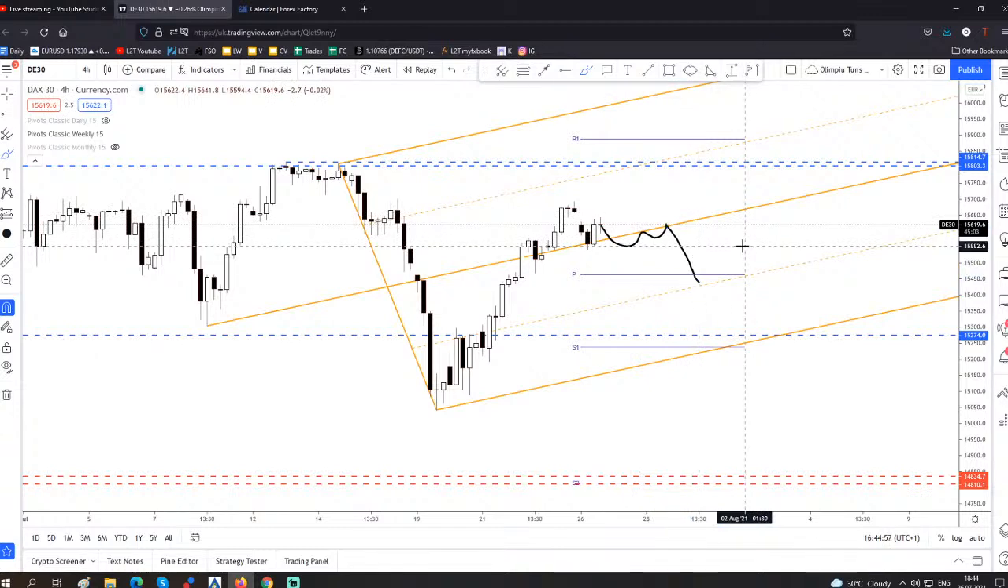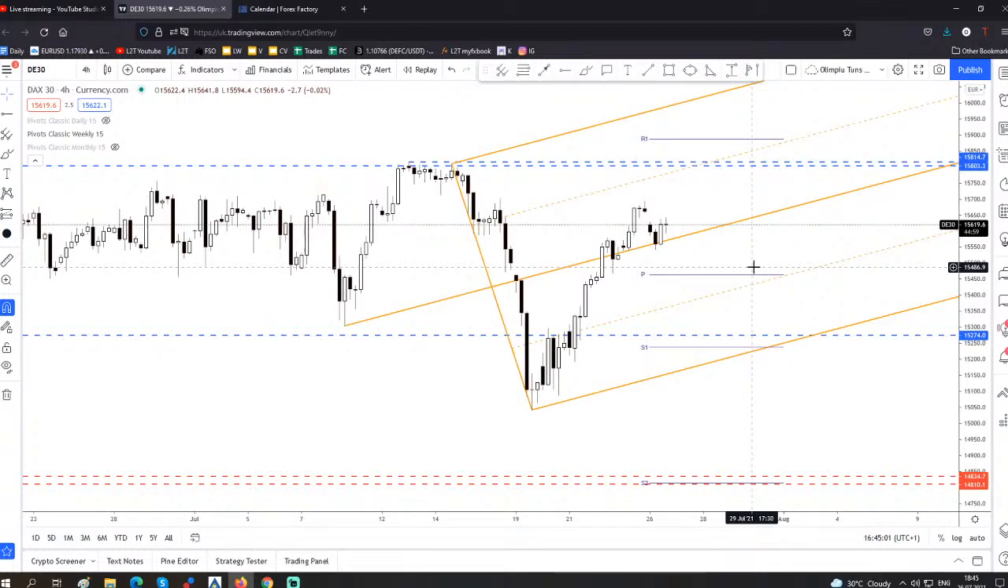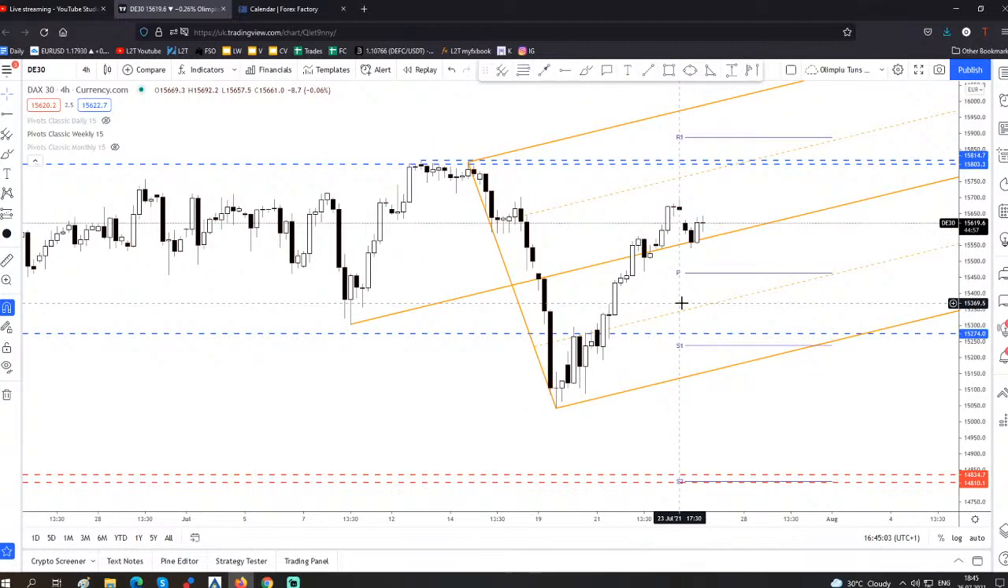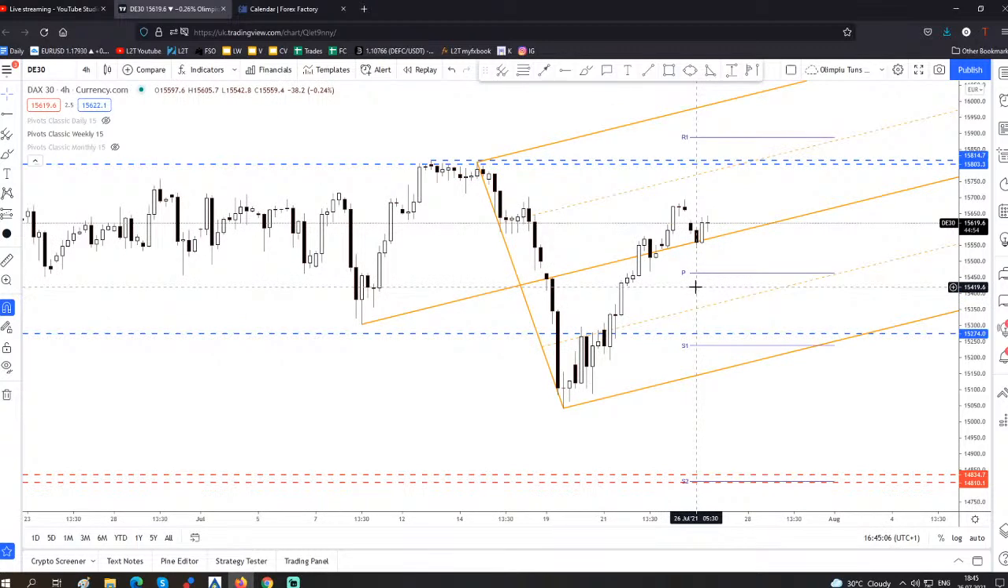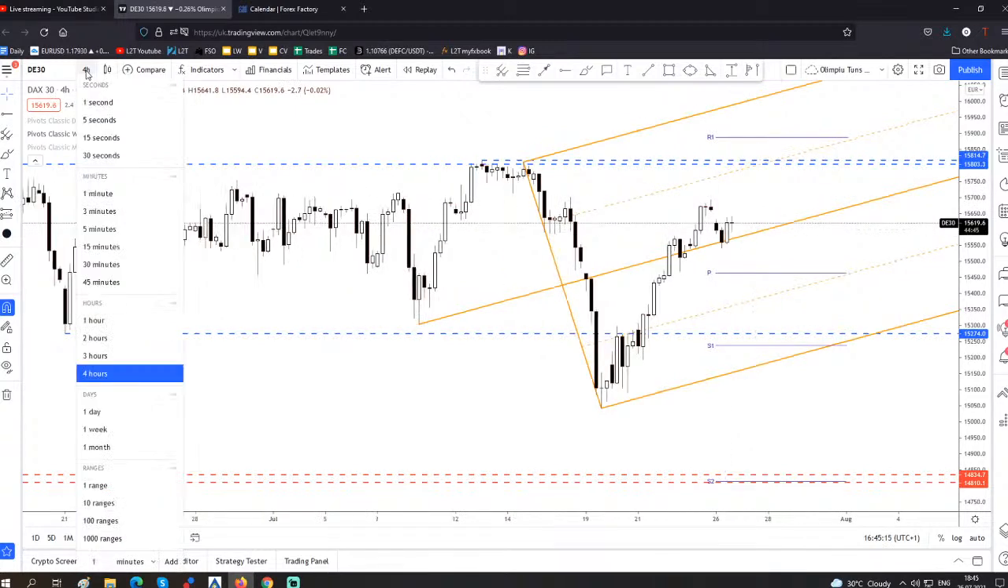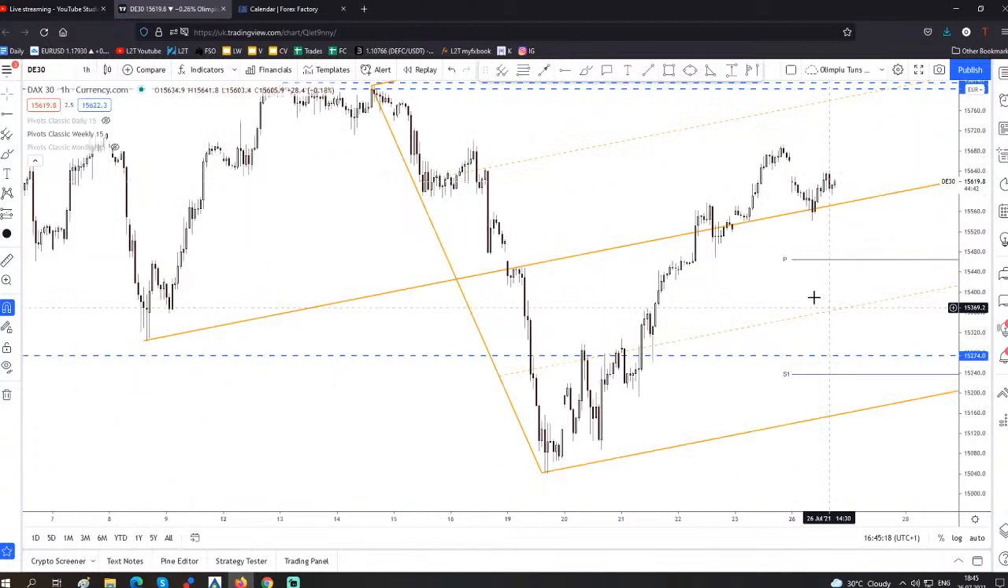But this is not a signal, this is only my opinion, my analysis. So we'll have to wait here for something, because I don't like DAX 30 right now. I don't have anything because it's risky to buy it here right now. We'll have to wait maybe for something.